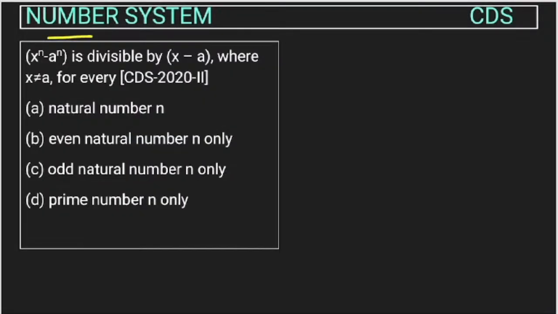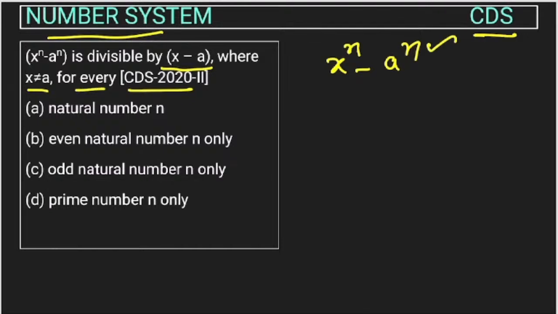Now this is a question from number system asked in CDS exam of 2020. x to the power n minus a to the power n is divisible by x minus a, where x is not equal to a, for every... So they are asking what value n can have. This is saying that x minus a is a factor of this, for which value of n?